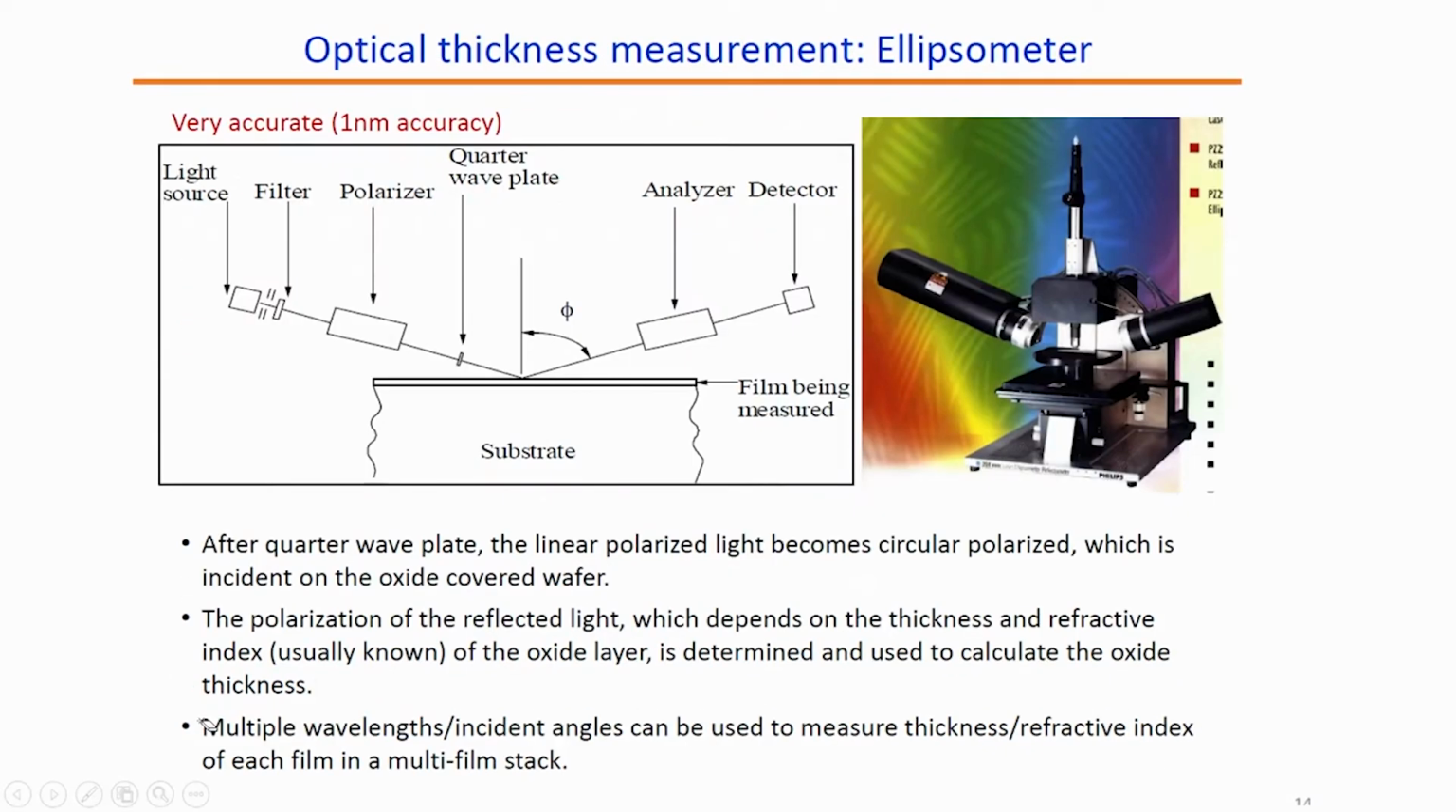All right. The third technique is the ellipsometer, and your homework is to understand its use. If you see here, the light source is there, a filter is there, a polarizer, a quarter wave plate, and it reflects back, and there is an analyzer and a detector, right. So, you need to understand the function of each part, and that is your homework.